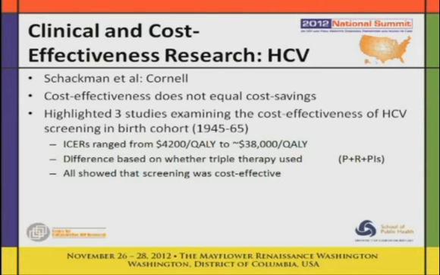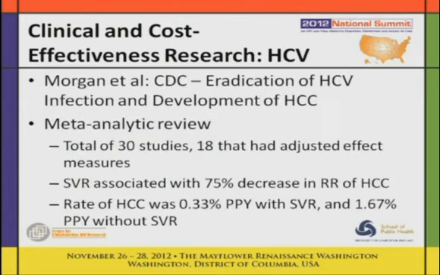So he highlighted 3 studies that looked at Hep C screening in the birth cohort of people born between 1945 and 1965. The incremental cost effectiveness ratios range from $4,200 per QALY to about $38,000 per QALY. That wide range of differences can be attributed to whether people use triple therapy in their analyses versus not, and all essentially showed that HCV screening in the birth cohort was going to be a very cost-effective intervention in the United States, regardless of the treatment that was available, 2-drug or 3-drug.